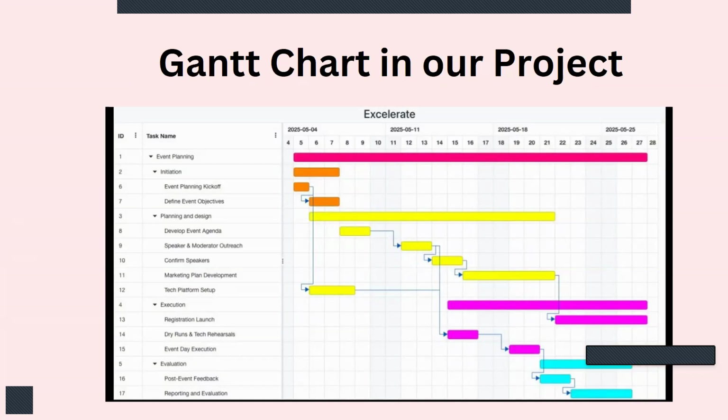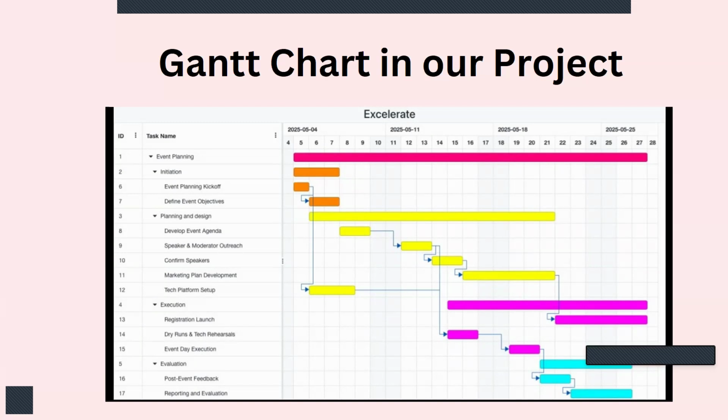The Gantt chart was not just a planning document; it became our central roadmap, guiding the team throughout the entire project lifecycle. It enabled better coordination, reduced miscommunication, and kept our timelines realistic and achievable. In the context of the Accelerate Global Virtual Summit, the Gantt chart had a significant impact on the success of our project execution. Let me highlight a few specific features and benefits we have experienced.